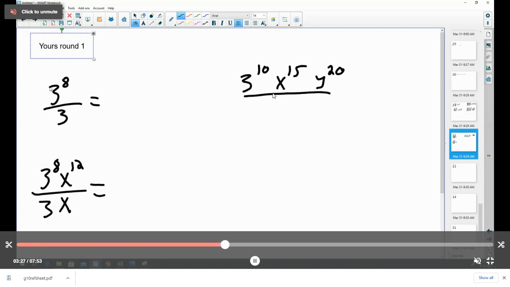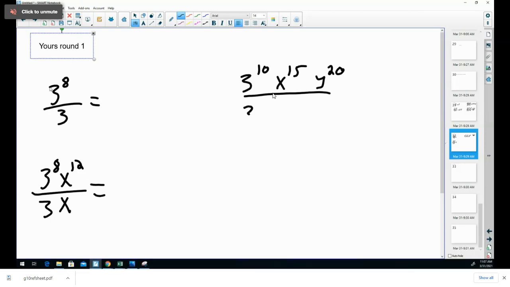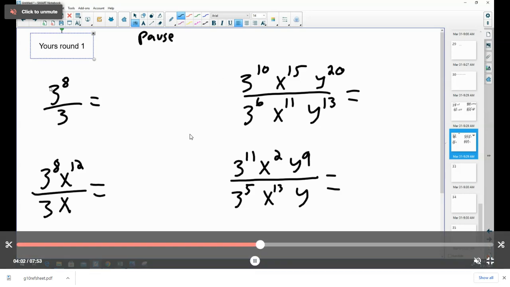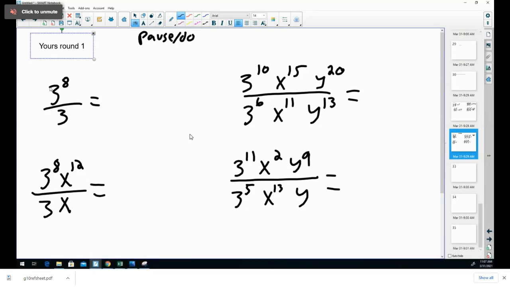Here we have 3 to the 10th, x to the 15th, y to the 20th, over 3 to the 6th, x to the 11th, y to the 13th. And finally, 3 to the 11th, x to the 2nd, y to the 9th, over 3 to the 5th, x to the 13th, y. Okay, so I have pause, copy, do. I'll pause and do, I should say.